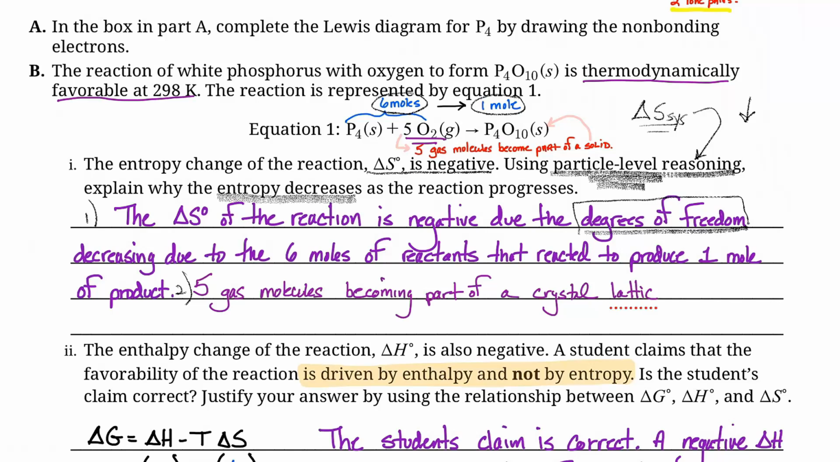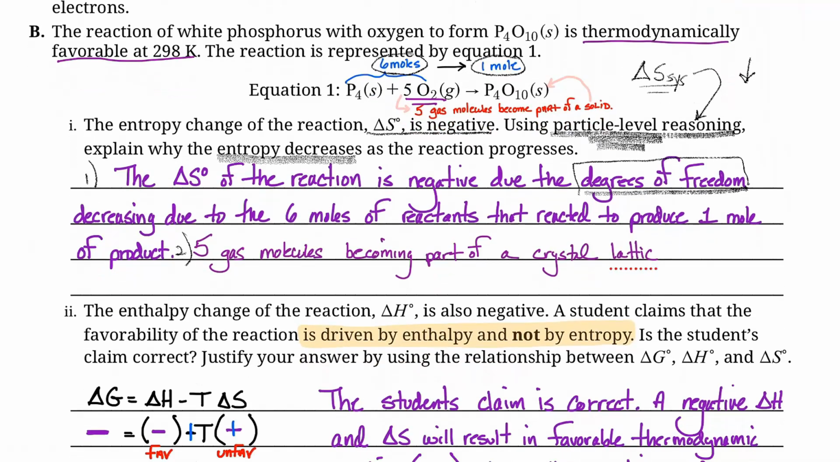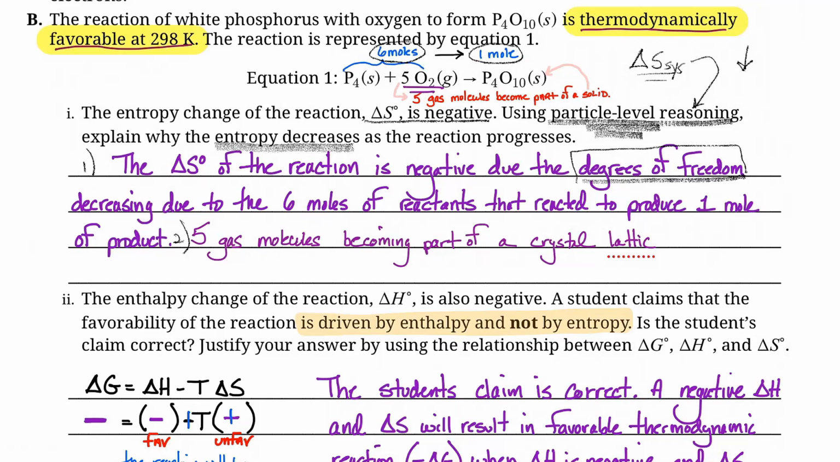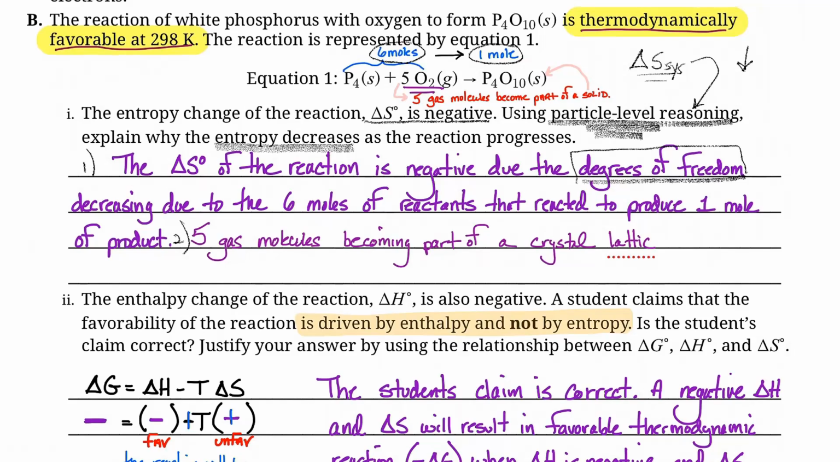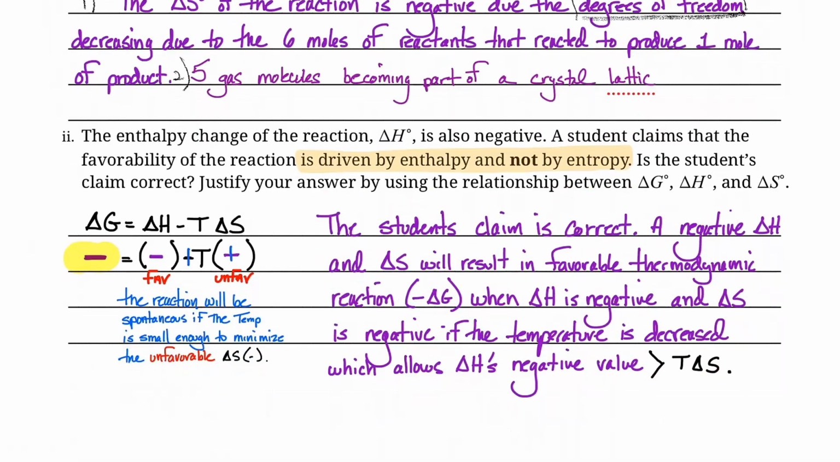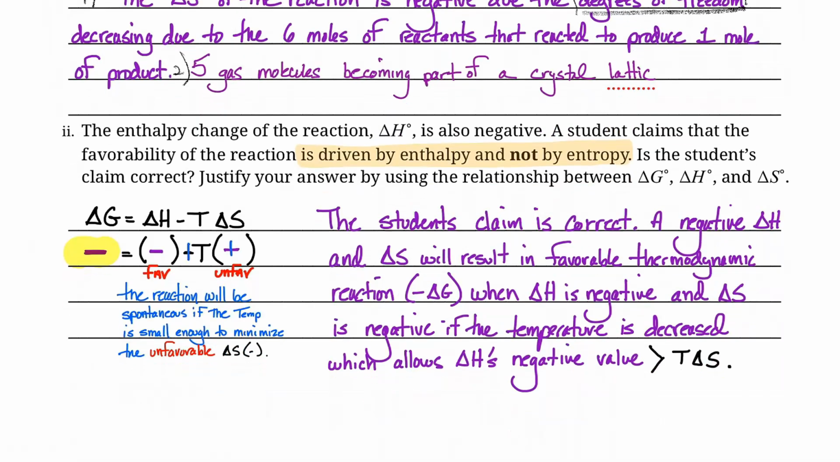All right, so on to II of 2b, and I said before when I started this question that it's important to recognize that saying something is thermodynamically favorable at 298 K is an important piece of information. It says that at that temperature, delta G is negative. All right, so we get to II: the enthalpy change of the reaction is also negative. Another piece of information. A student claims that the favorability of the reaction is driven by the enthalpy and not the entropy. And that is 100% true.